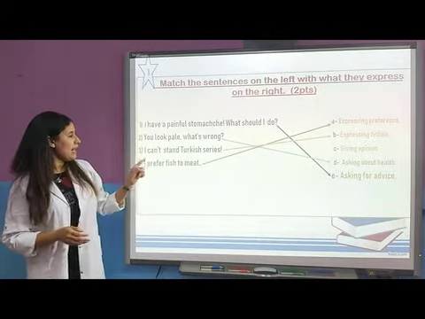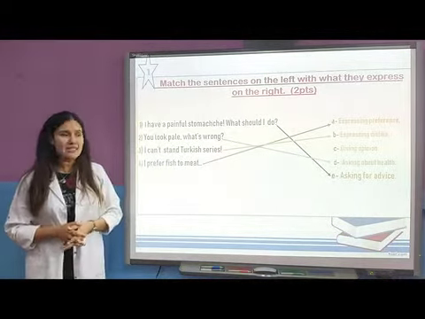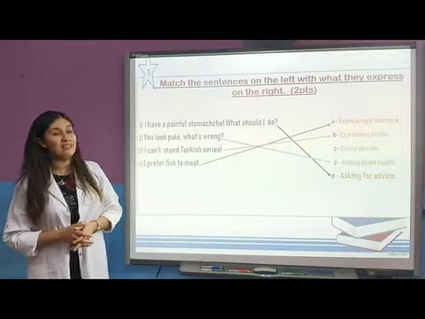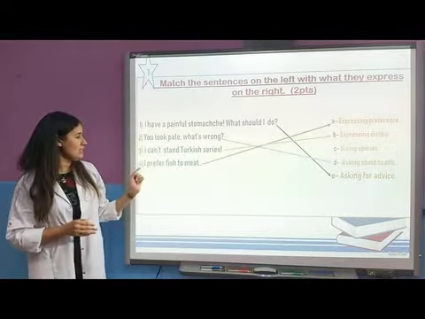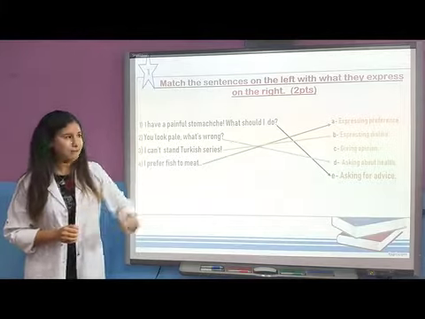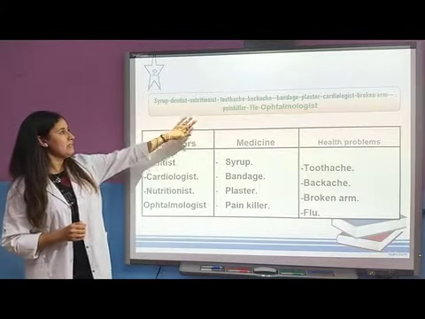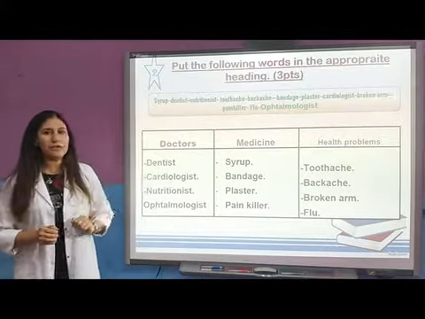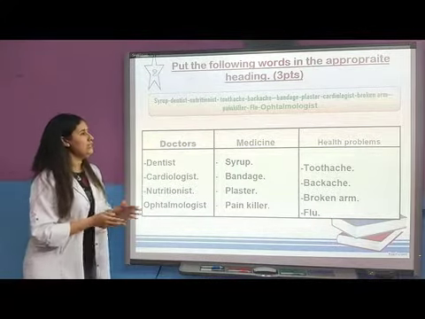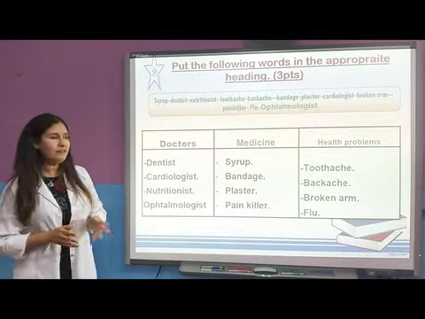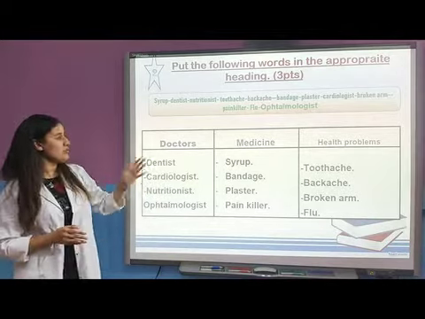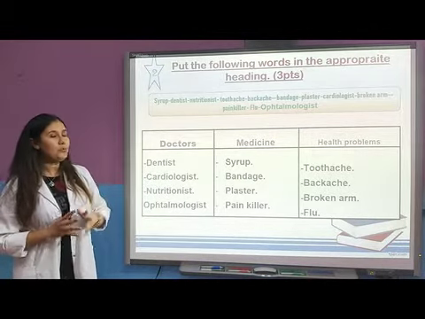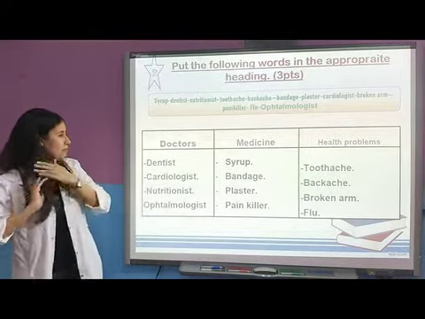And number 4, I prefer fish to meat. Here this person is expressing preference because he used the verb I prefer. Now, let's move on to correcting the second exercise of vocabulary. As I've said before, here you've got 3 columns. In the first column in the chart, you have to talk about doctors. The second one, medicine, and the last one, health problems.